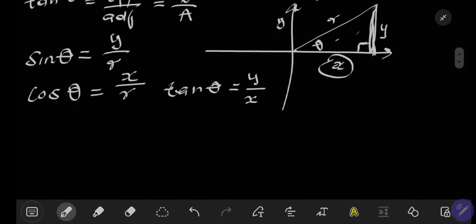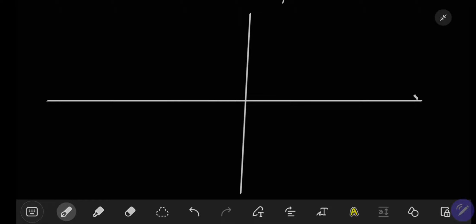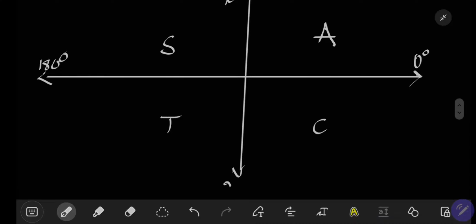When we talk about the reduction formulae, we are going to use what we call the CAST diagram. We are going to have something like this. This is our CAST diagram. We start here at 0 degrees, and here we have 90 degrees, then 180 degrees, then 270, and we end up here at 360 degrees.